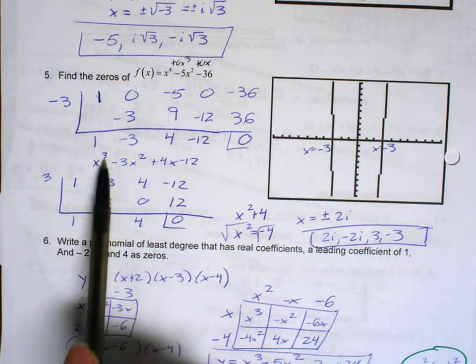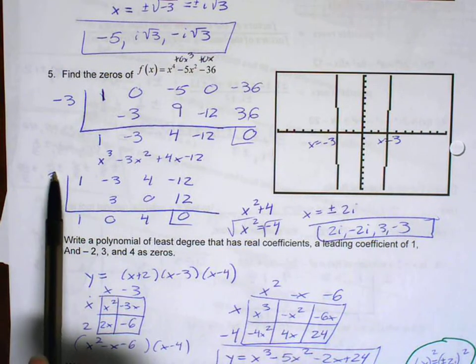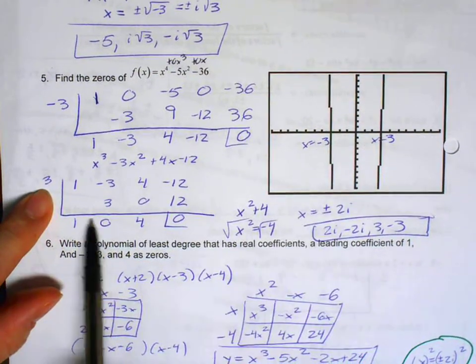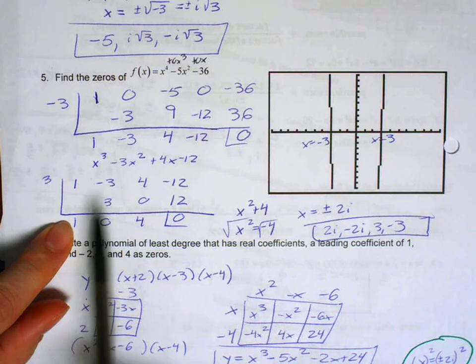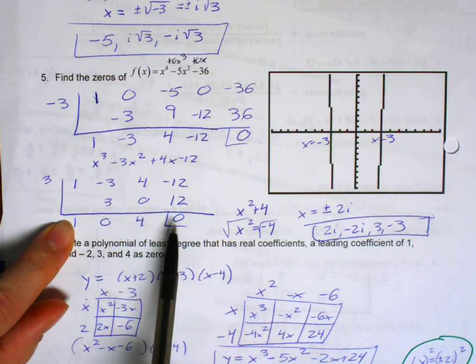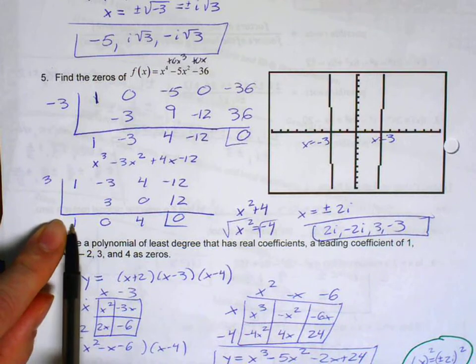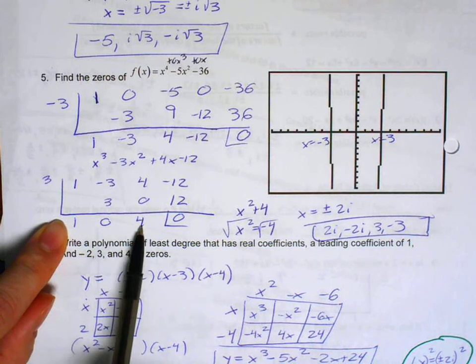So here I just wrote it out so you could see what it looked like. So I keep doing it with my second one. I did negative 3, and now I'm using 3. And I get this. So this is my remainder, this is my constant, this is my x, so this means this is x squared. So this is x squared plus 4.